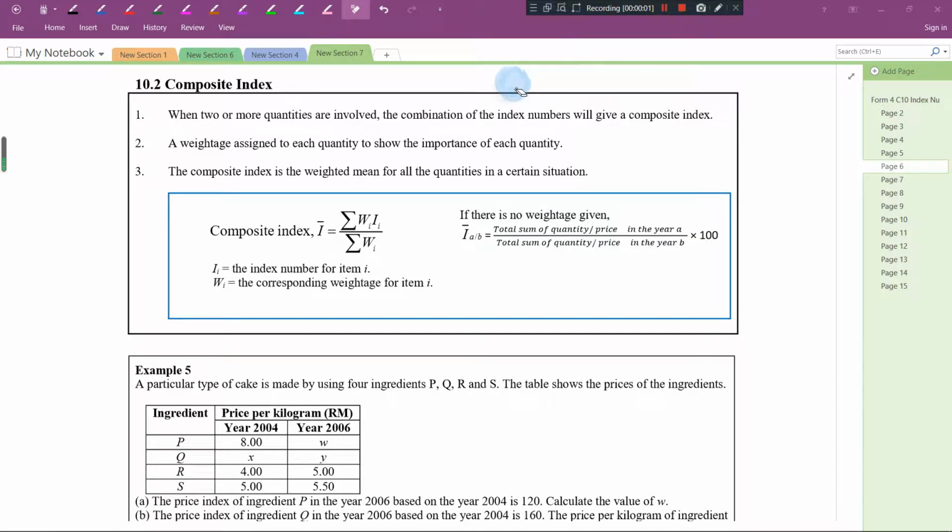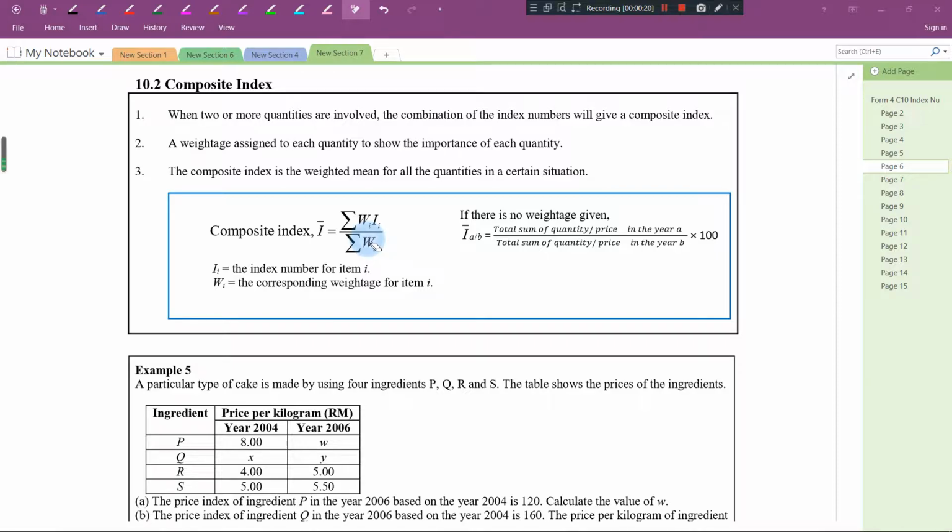Hi everybody, in this video let's look at 10.2 composite index. This is a formula that we use to find the composite index. We take the weightage for that particular item times the index number for that particular item, and then we sum it all together divided by the total weightage.